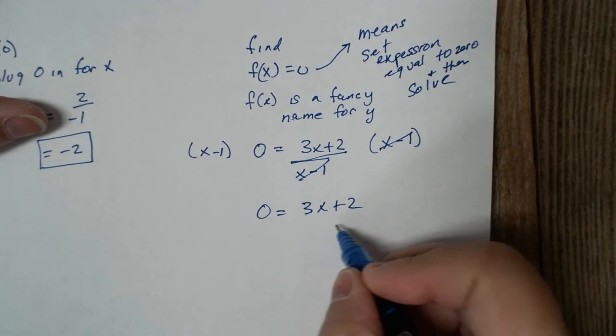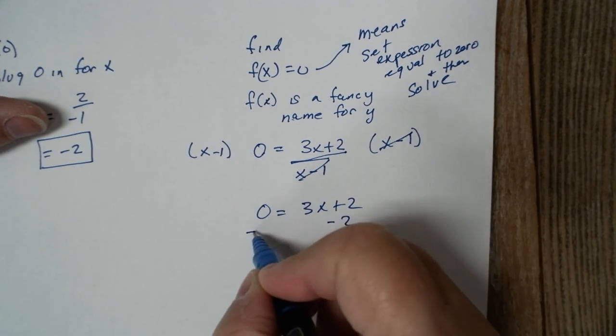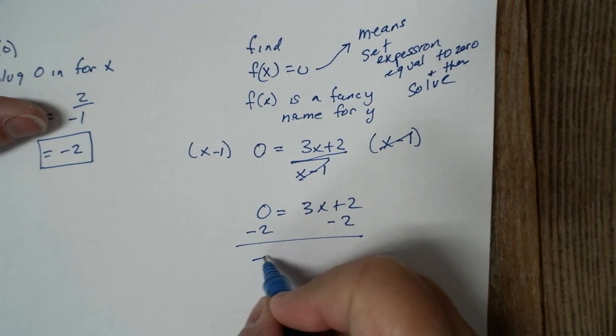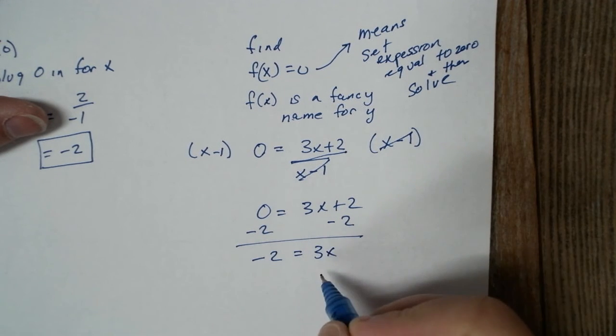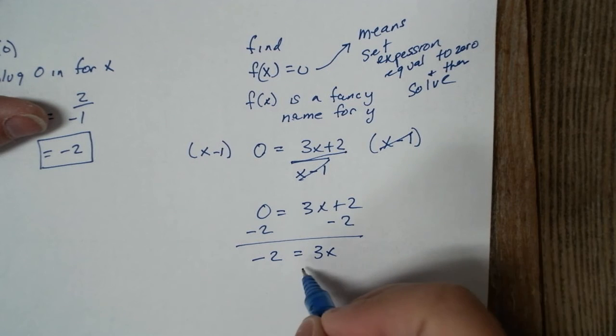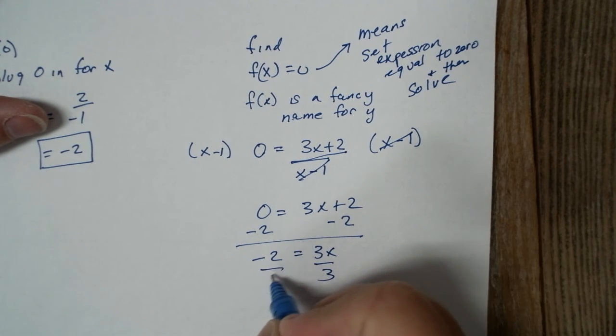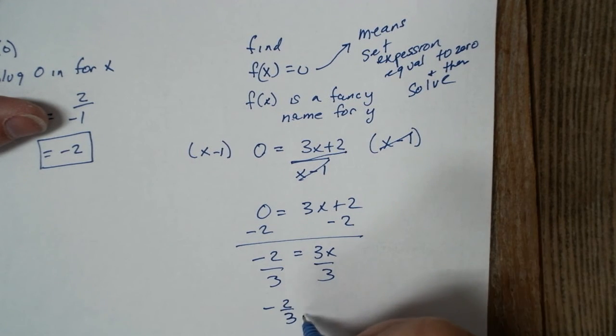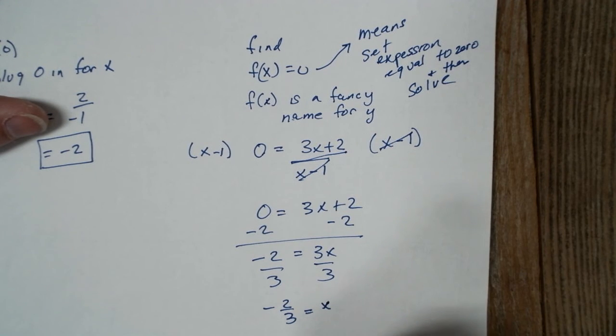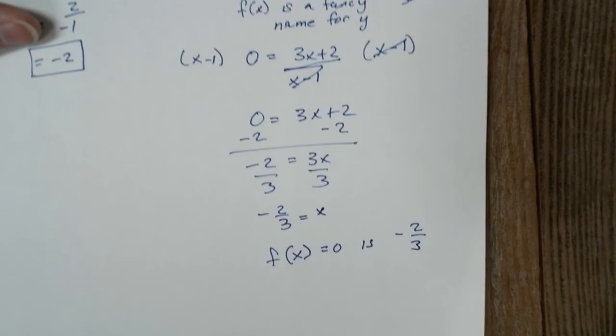Now I'm solving this equation. Move the 2 over. Negative 2 equals 3x. Divide by 3. Divide by 3. Negative 2/3 equals x. So f of x equals 0 is negative 2/3.